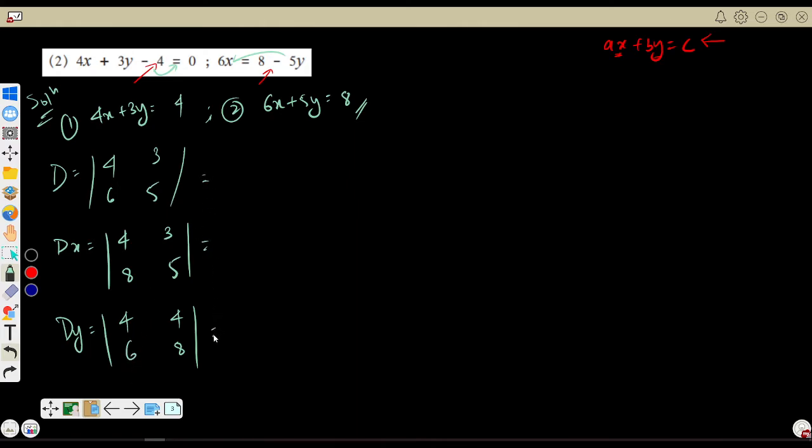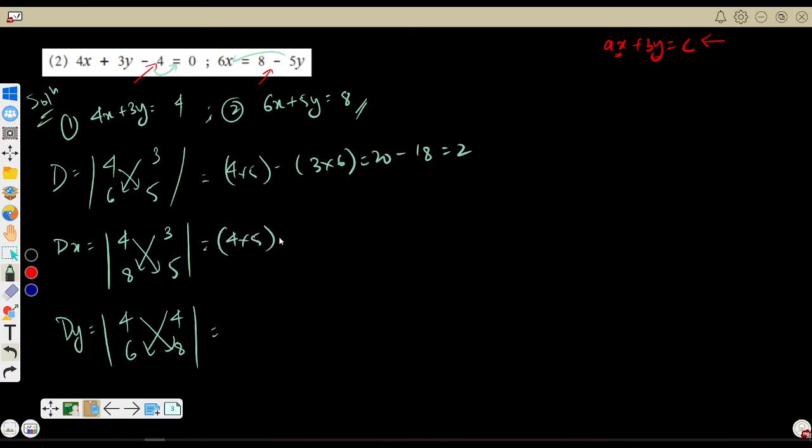We'll solve this by the same method. I'll draw the arrows. This will be 4 into 5 minus 3 into 6, which is 20 minus 18, which is 2. We'll find dx: 4 into 5 minus 3 into 8. This will be 20 minus 24, which is minus 4. I hope everything is clear to you till now.